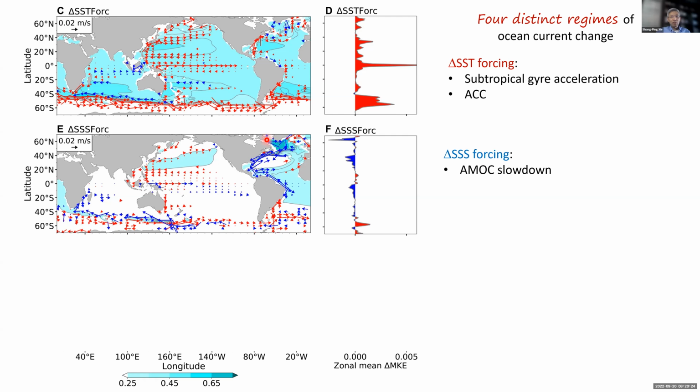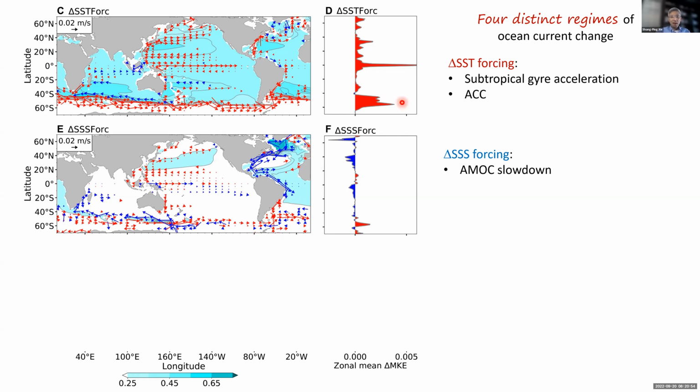And then when we introduce the sea surface salinity change, especially in the subpolar North Atlantic, we see a deceleration. The blue arrows are starting to appear on the western boundary of the Atlantic basin, across the equatorial western boundary, an anomalous western boundary current. So that's due to the deceleration of AMOC.